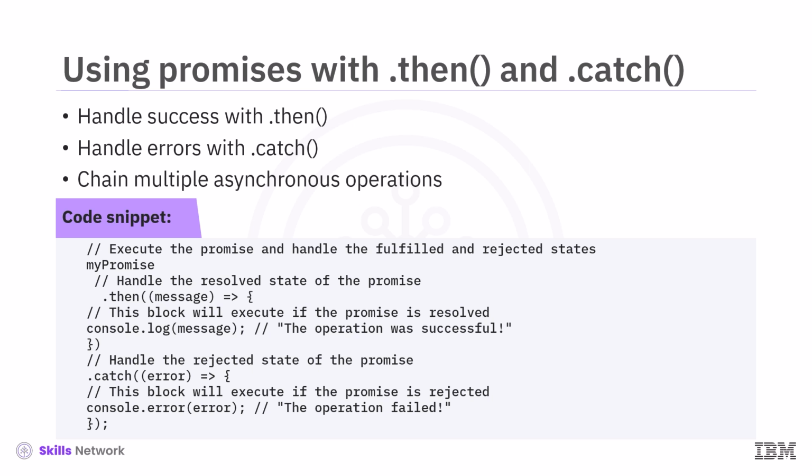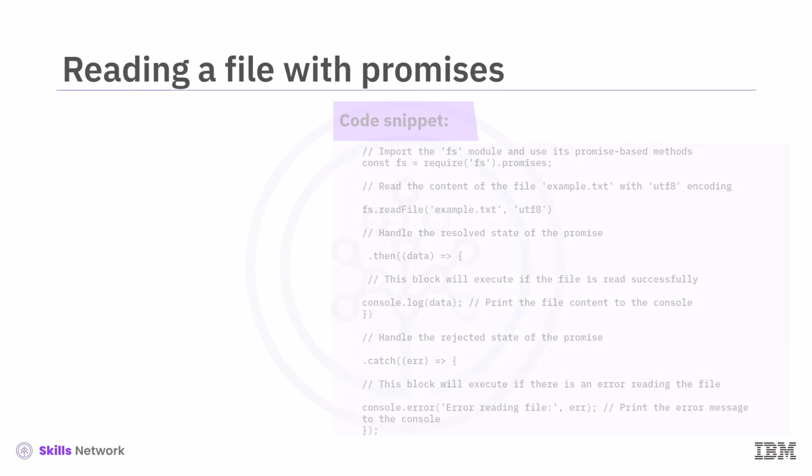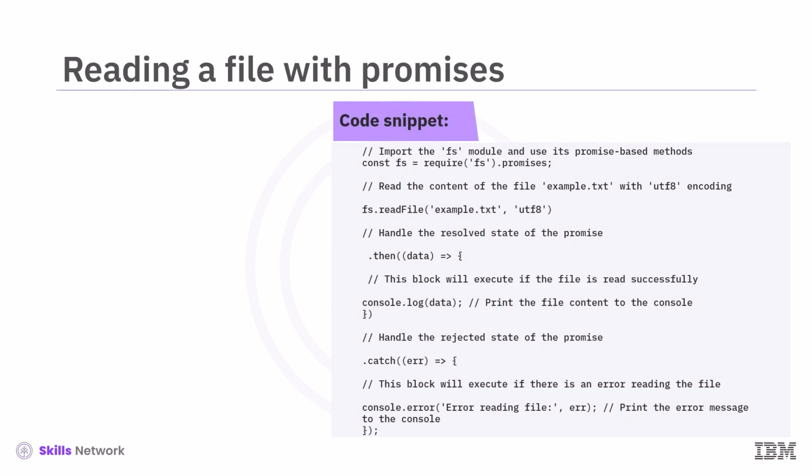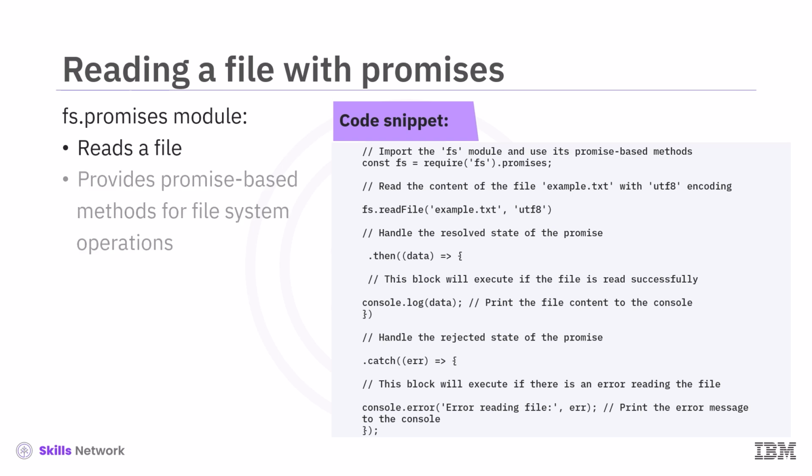Now, let's explore a practical example where promises are used to read a file. In this code, the promises module performs the following function. It reads the contents of a file. It prints the file content to the console if the file is read successfully, and it throws an error message to the console if the file is not read successfully.